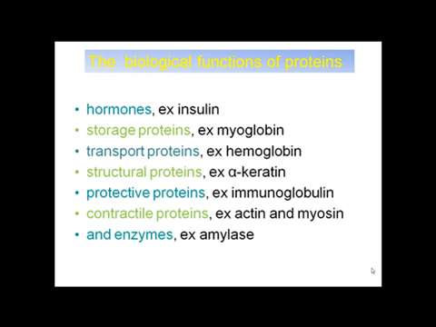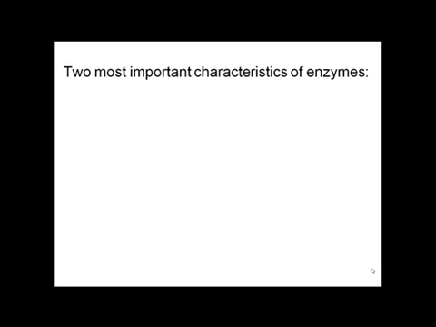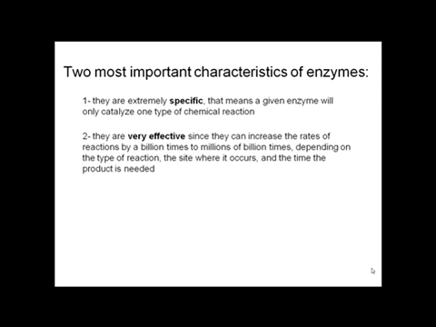Enzymes are catalytic proteins. A catalyst is a substance that speeds up chemical reactions. In the absence of enzymes, reactions would not take place at sufficient speeds to sustain life. Enzymes are characterized by 2 properties. 1. They are extremely specific. That means a given enzyme will only catalyze one type of chemical reaction. 2. They are very effective since they can increase the rates of reactions by 1 billion times to millions of billion times, depending on the type of reaction, the site where it occurs, and the time the product is needed.